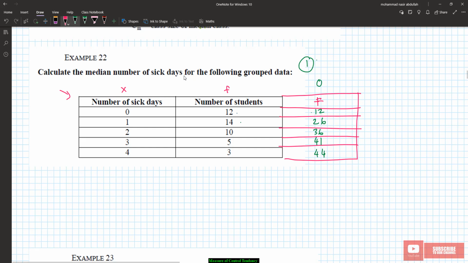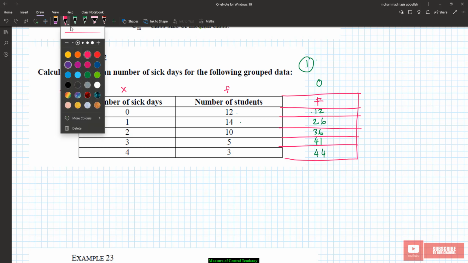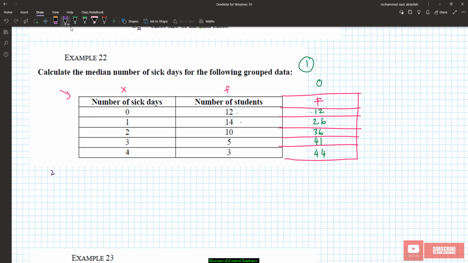Second step is, let's use another color, purple. So second step is we need to find the position of median. This is not a median yet. We just want to locate where the median location is. So summation of f divided by 2 is equal to 44 divided by 2, equal to 22. Now we want to find step number 3.